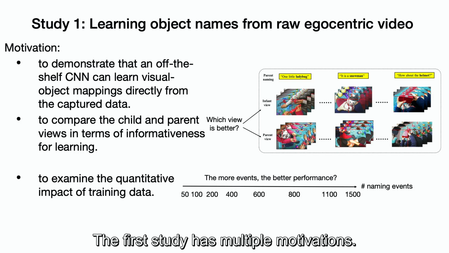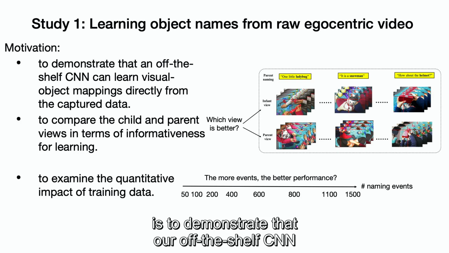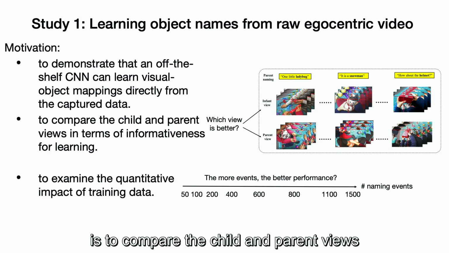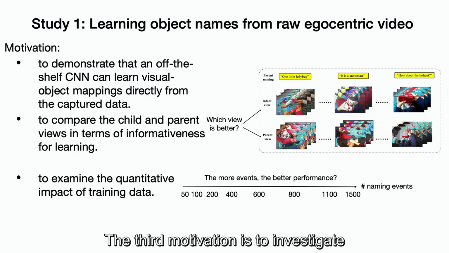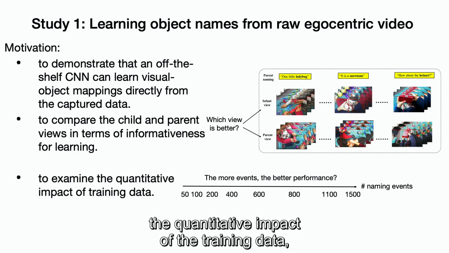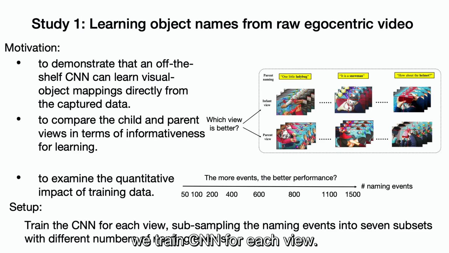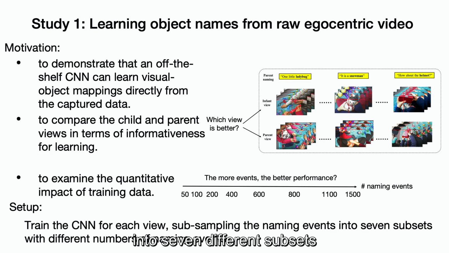The first study has multiple motivations. The first motivation is to demonstrate that an off-the-shelf CNN can learn visual object mapping directly from the captured data. The second motivation is to compare the child and parent views and then decide which view is better. The third motivation is to investigate the quantitative impact of the training data, or specifically the number of naming events. To investigate these things, we train a CNN for each view, and then we also subsample the naming events into 7 different subsets with different numbers of events.